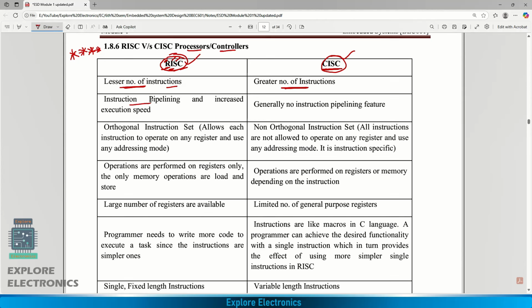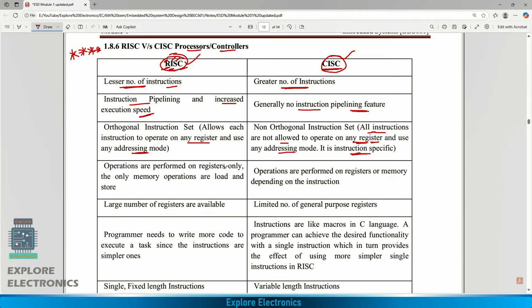Then instruction pipelining and increased execution speed is there in RISC. Generally no instruction pipelining features are there in CISC. Then orthogonal instruction set means it allows each instruction to operate on any register and use any addressing mode. But in CISC, all instructions are not allowed to operate on any register. Some instructions will be restricted to use particular registers. Not all the registers are accessible to all the instructions, and instructions are specific to a particular addressing mode or register, we can say.